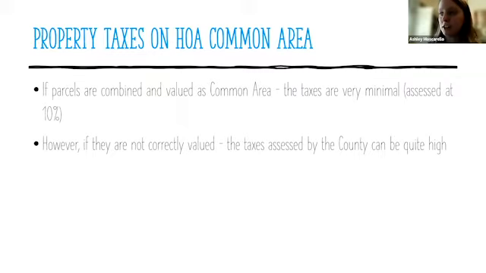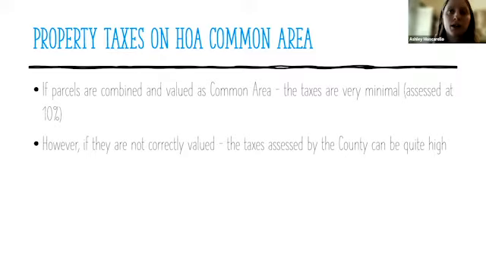Otherwise, if they're not correctly valued, the taxes assessed by the county can be quite high. Like I said, they're usually assessed at a rate of vacant land, which is another code rather than common area. And they can be a couple hundreds to a couple thousands of dollars, depending on how many parcels you have and how big they are and things like that. So if you have boards that aren't sure if their common areas are valued as common area, or if you want us to help combine them or have them properly valued as common area, we can certainly do that. We can certainly take a look.